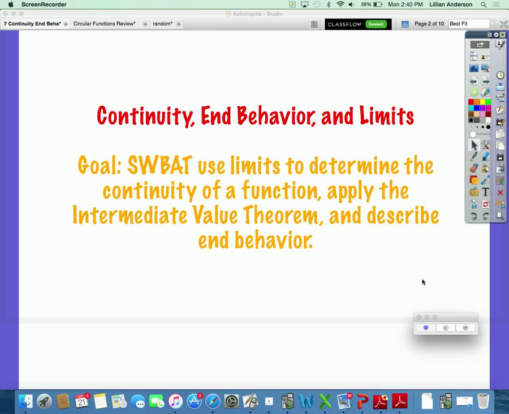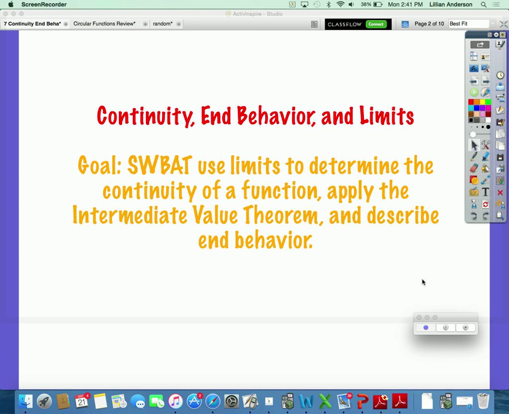So today we're talking about continuity in behavior and limits. It shouldn't take us too long. You guys have a chance to start on your homework. But no, students will be able to use limits to determine continuity of a function, apply the intermediate value theorem, and describe end behavior. Now, more than likely you guys have described end behavior before, back in Algebra 2.